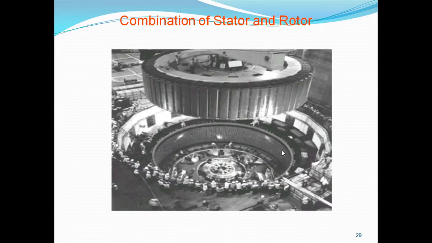If you see a non-salient type rotor, what is the other name of the non-salient rotor? Just now I told you, it is also called smooth cylinder type. Where it is used: very high speed steam turbines. In steam turbines, this type of rotor is used. This rotor consists of a smooth, solid steel cylinder having a number of slots on the outer periphery. See here, it has the slots.